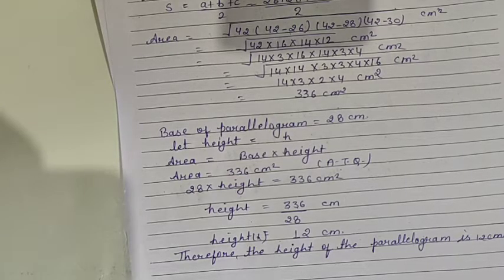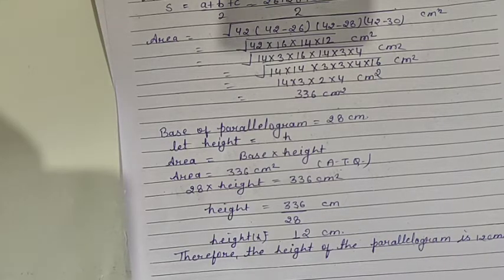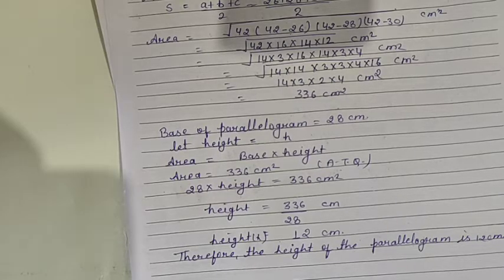So area of parallelogram is equal to area of triangle. This is given in the question. So area of parallelogram is equal to base into height. So area is equal to base into height, and base is given 28 centimeter. Then we find its height by the formula area upon base.